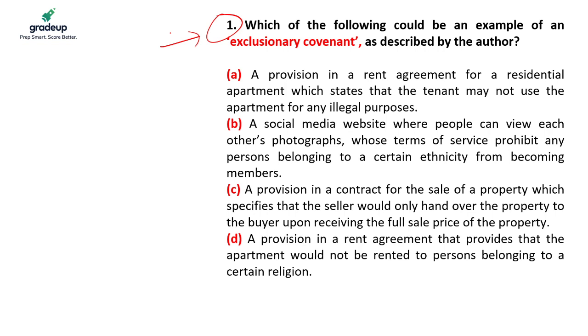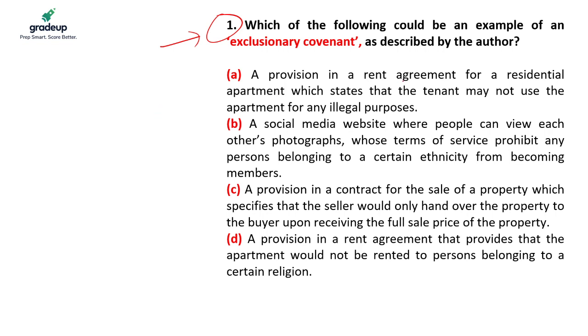Now read the question and understand. Which of the following could be an example of an exclusionary covenant as described by the author? If all these are examples, then which one would qualify as an exclusionary covenant, where some discriminatory actions are taken within, say, a contract? So let's read one by one.